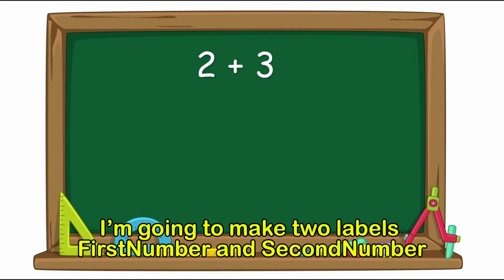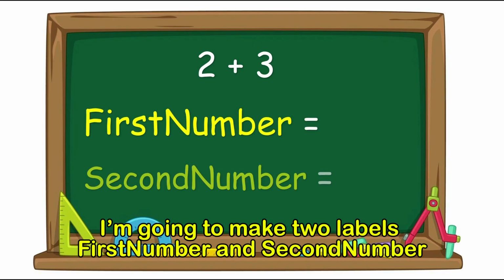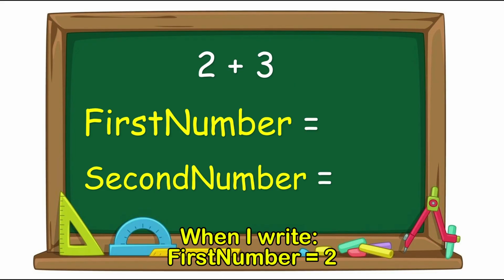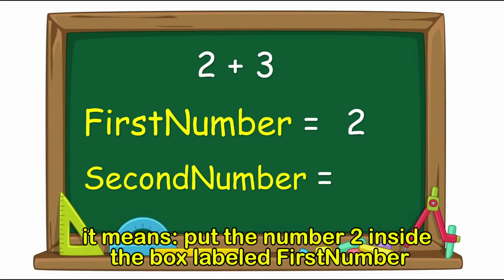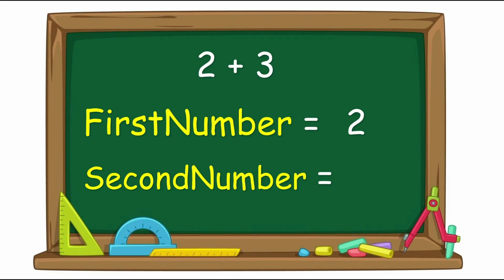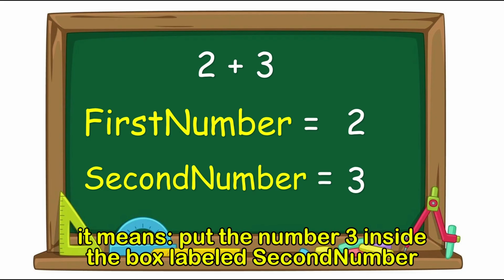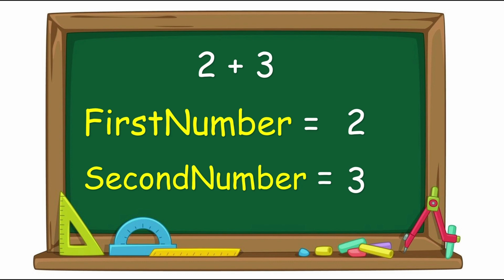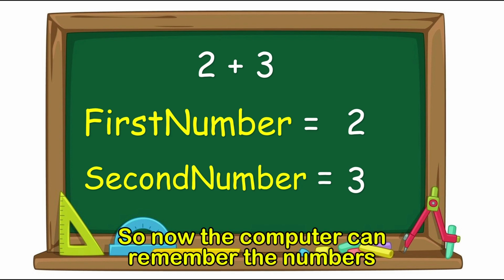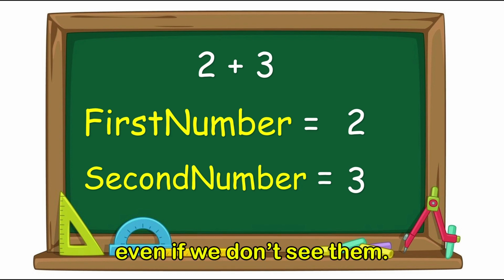I'm going to make two labels, first number and second number. When I write first number equals 2, it means put the number 2 inside the box labeled first number. And when I write second number equals 3, it means put the number 3 inside the box labeled second number. So now the computer can remember the numbers even if we don't see them.